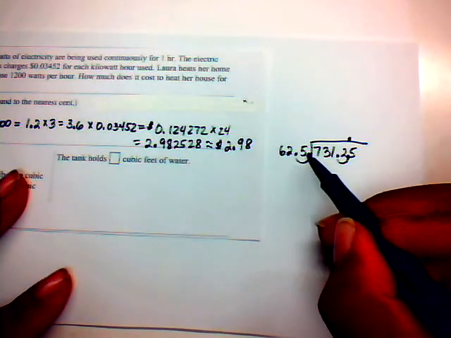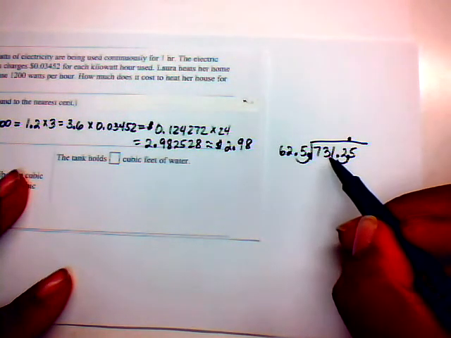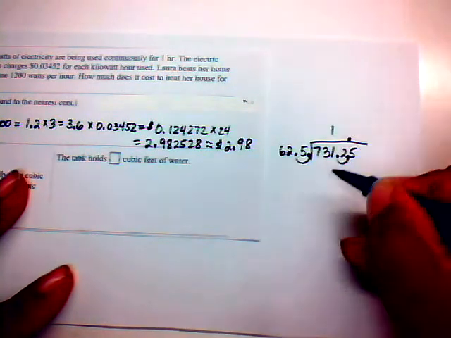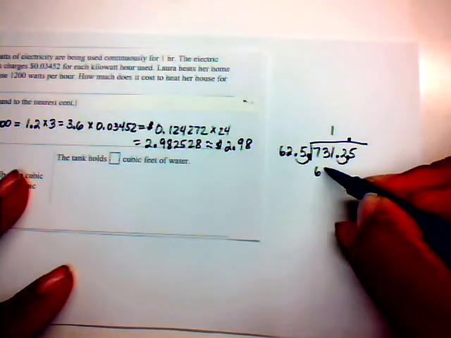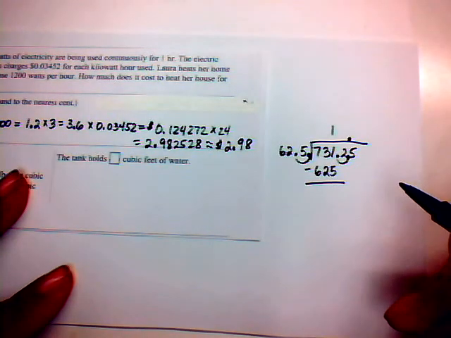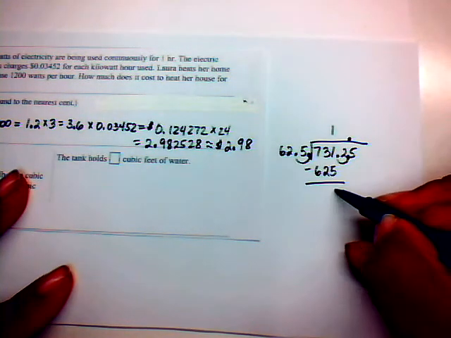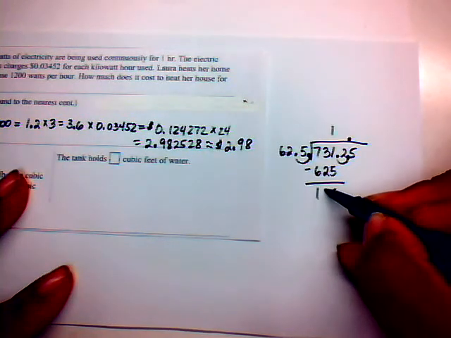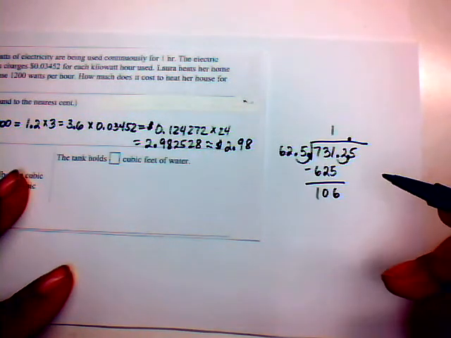We're going to divide 625 into 731. That's going to go 1 time. So 1 times 625 is 625. Then subtract 625 from 731. You're going to get 106.